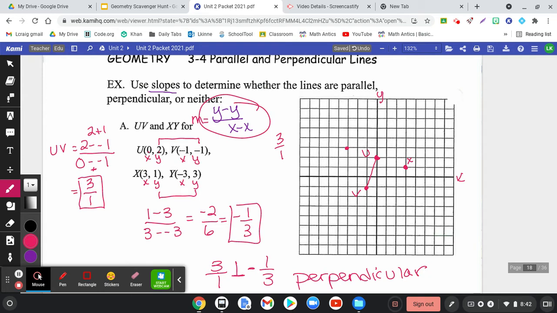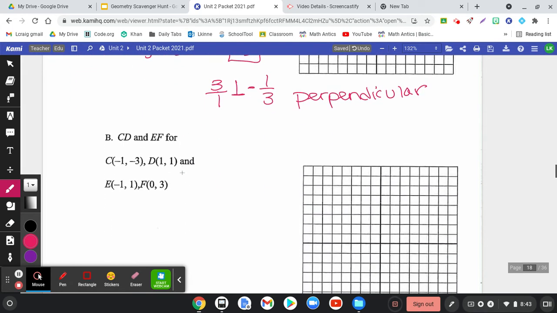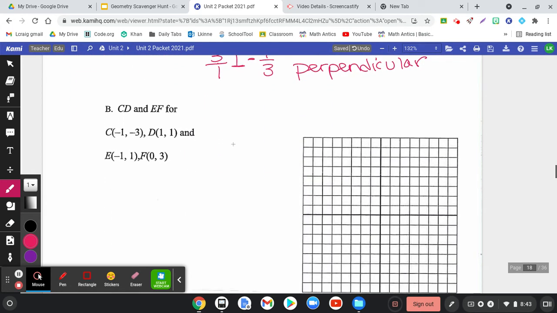So here's this line. That looks pretty close to perpendicular, but again, look at your slope. You're going down 1 over 3, down 1 over 3. And again, you can see that those are negative reciprocals. So you can either do it graphically or use your formula. All right, let's check CD and EF.